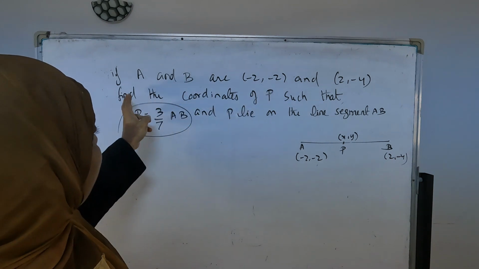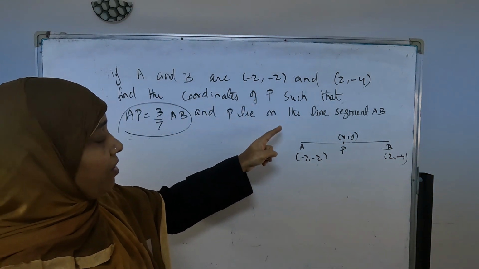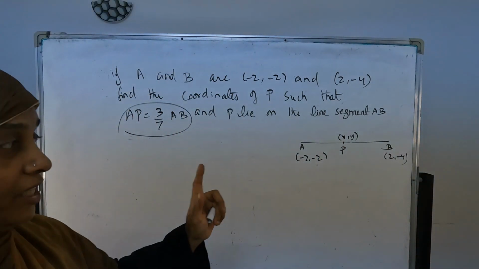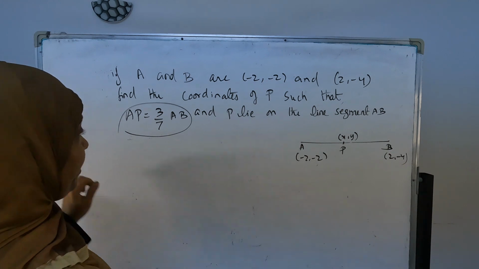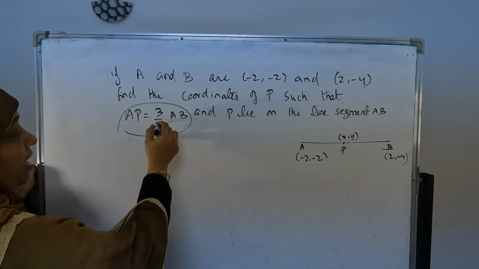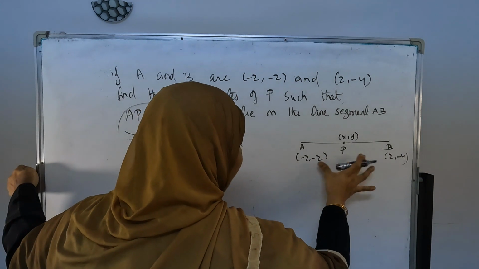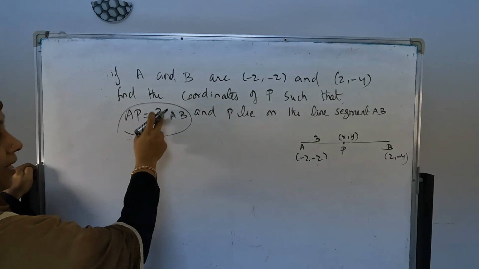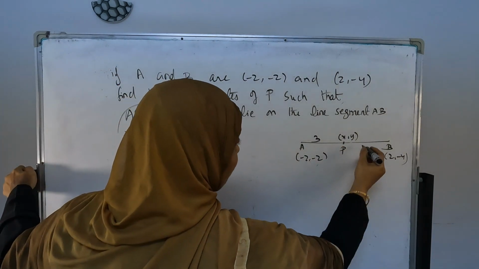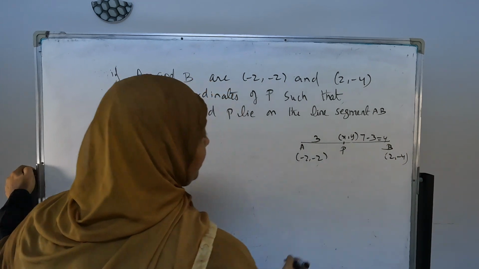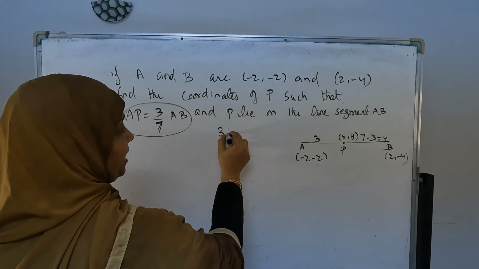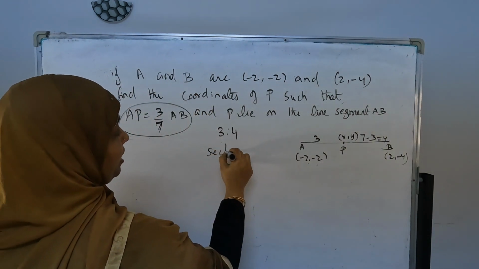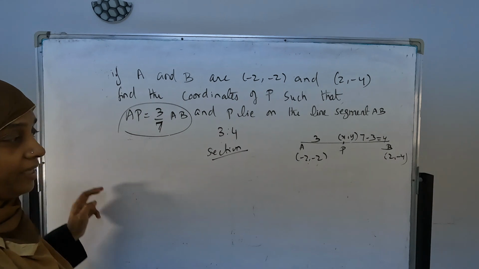If A and B are given, find the coordinates of P such that P lies on the line segment. It is a point in this one. They didn't mention it is the midpoint, so we have to use the section formula only. And what is the ratio? This is 7. They gave AP as 3 by 7 of AB, means 7 parts are there. So in the 7, 3 parts is AP. What is the balance? From the 7 you subtract the 3, it is 4. 4 is the other part. That means it is dividing the line in the ratio 3:4. Rest of the values are here. Use the section formula, substitute in the section formula and bring the answer.